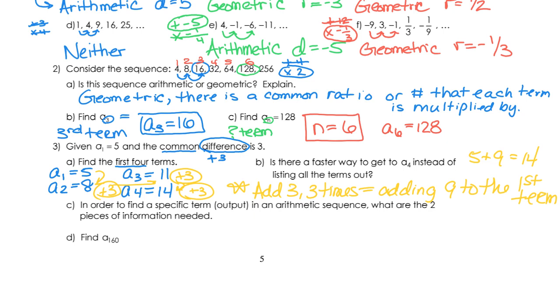It says, in order to find a specific term or output in an arithmetic sequence, what are the 2 pieces of information needed? Well, you need to know the first term, which they call a sub 1, and you need to know what you're adding, which is the common difference.